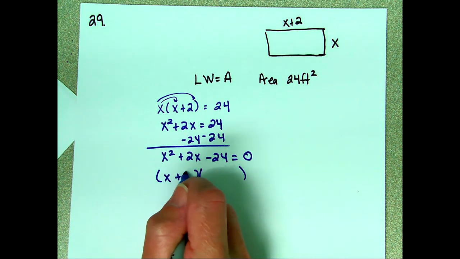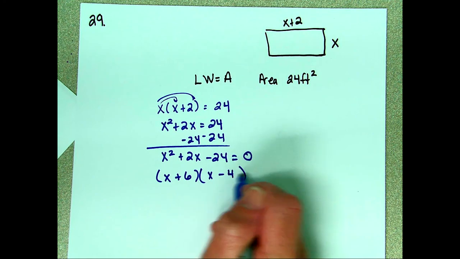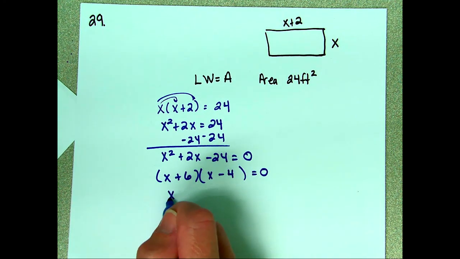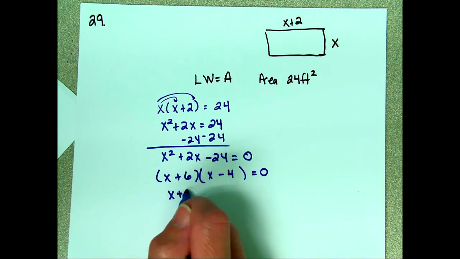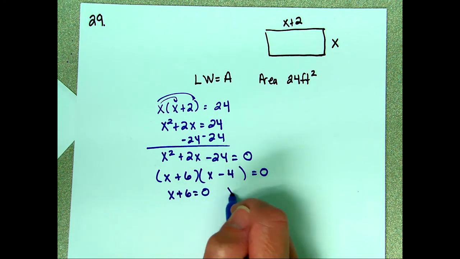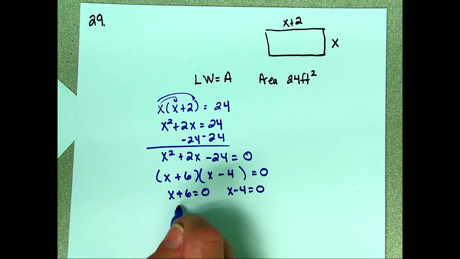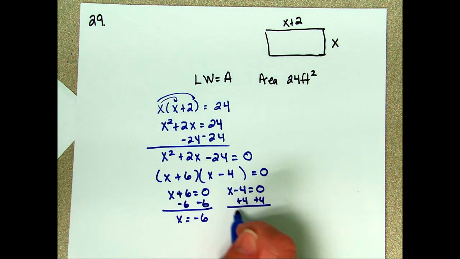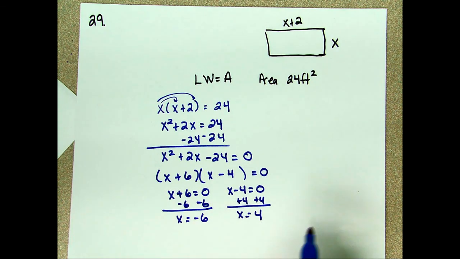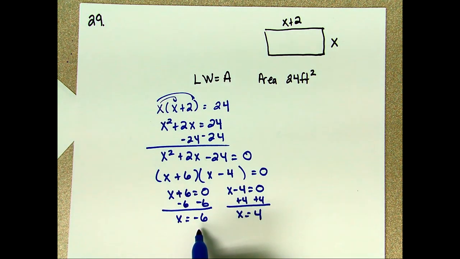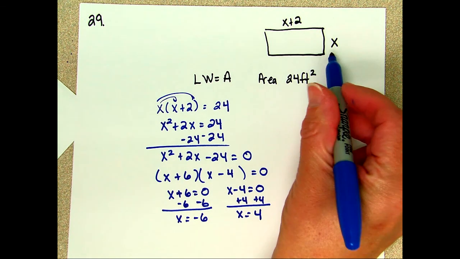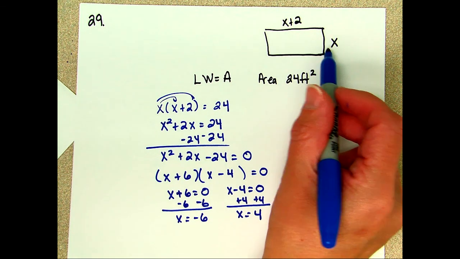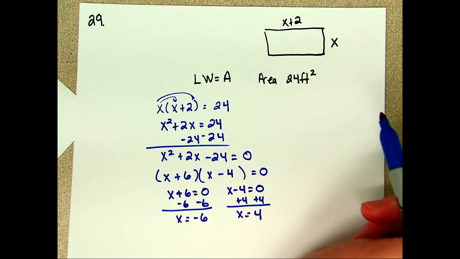x plus 6 equals 0. x minus 4 equals 0. Subtract 6: x equals -6. x equals 4. Substitute in -6 for the value of x. We would have a width of -6 and a length of -4. Well, we can't have a negative value for our dimension. So we know that x equals -6 is not the correct answer.